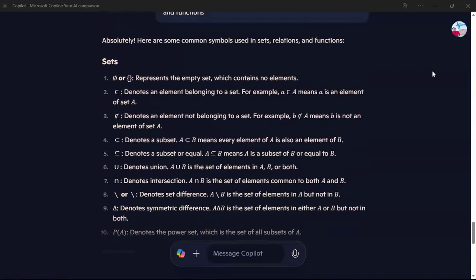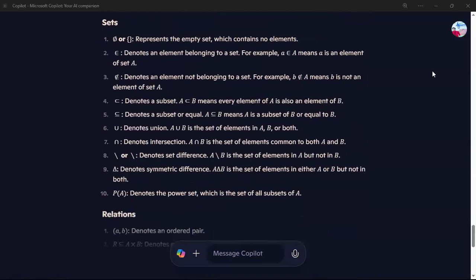Yeah, so we are going to discuss some common symbols.